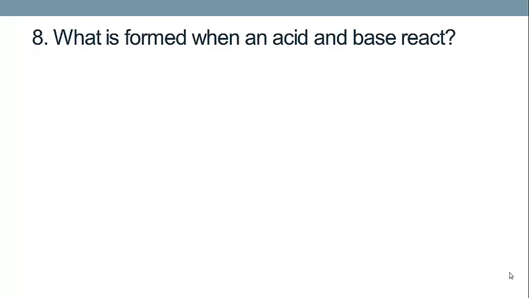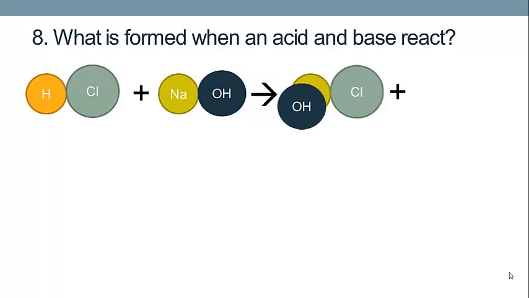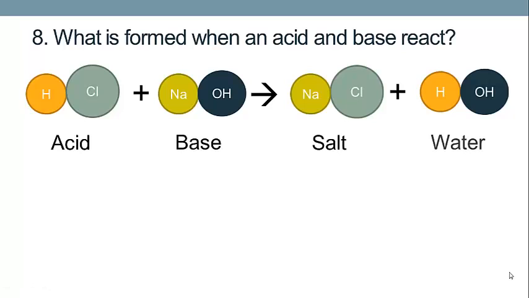According to the Arrhenius definition, what is formed when an acid and a base react? If I start with an acid, such as hydrochloric acid, and a base, like sodium hydroxide, I'm always going to form two things. One of those things is going to be a salt. The other thing that I'm going to form is HOH. In other words, I'm going to make water. So if I start with an acid and a base, I'm going to form a salt and water.